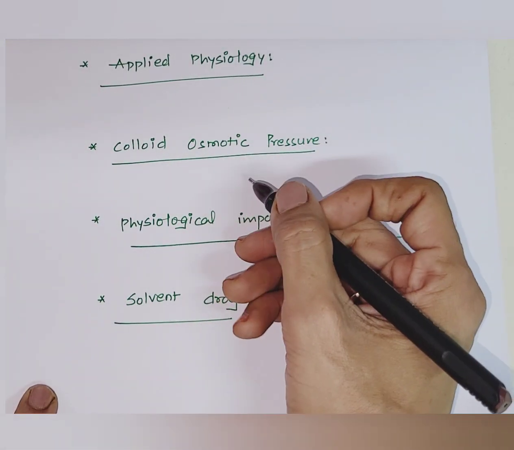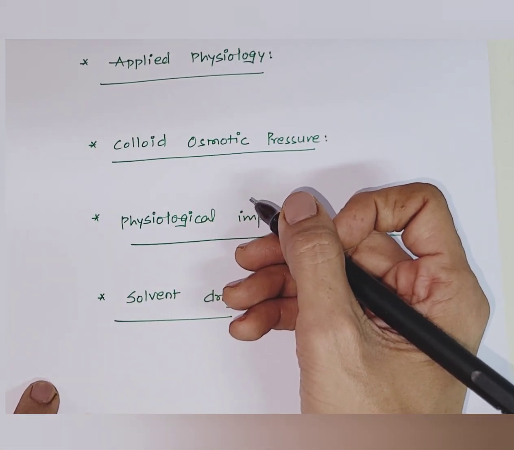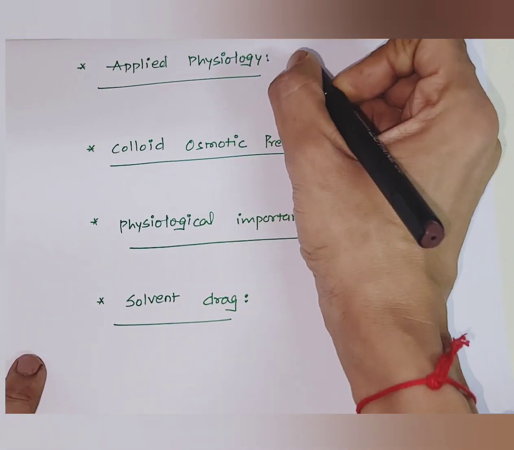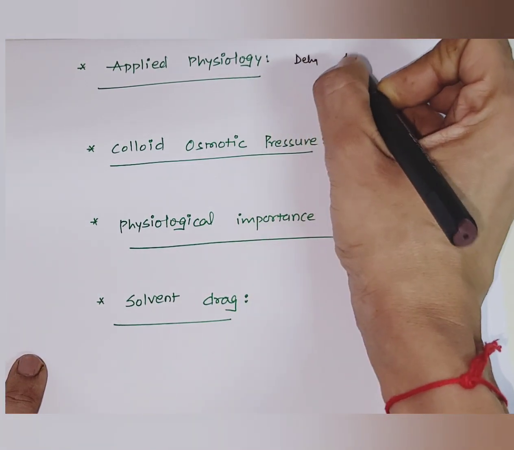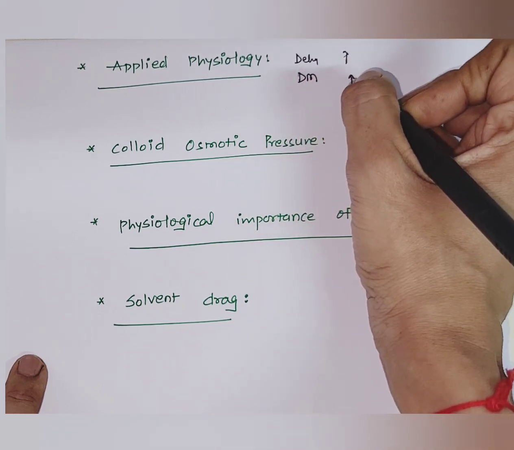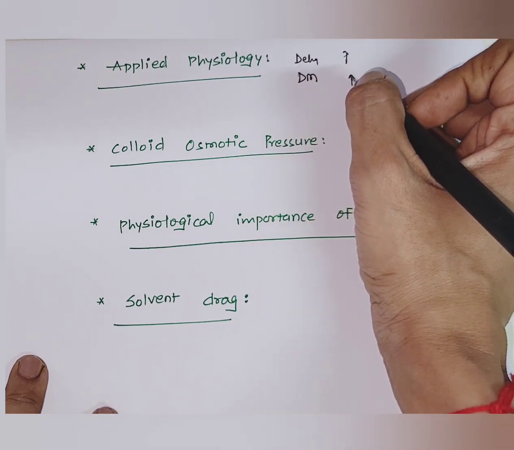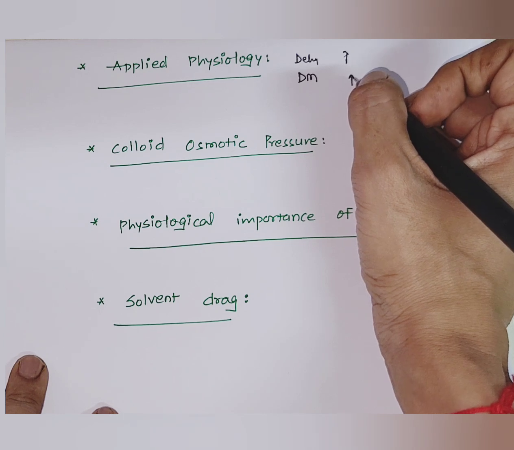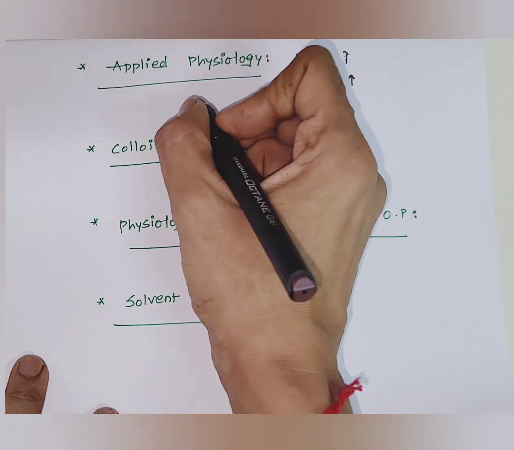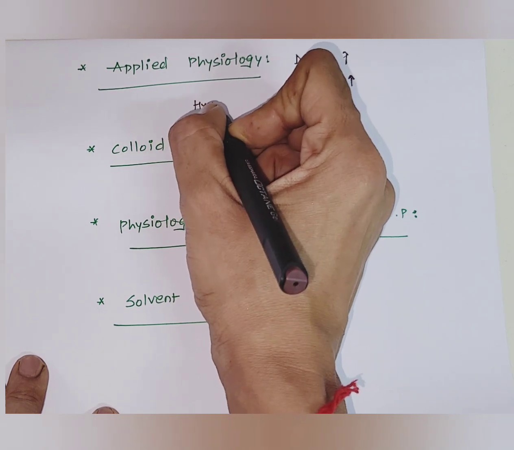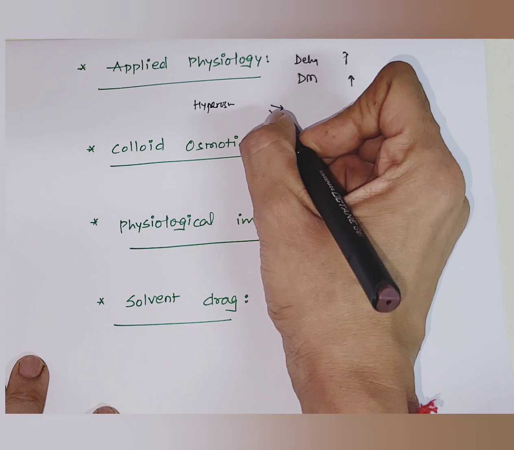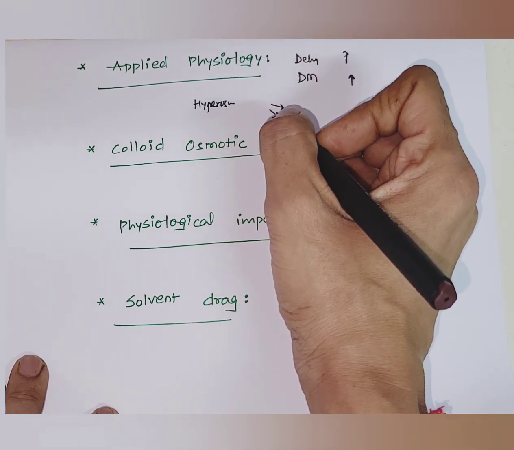Now one applied aspect here is if somebody has got severe dehydration, what happens? Water is lost, so osmolarity increases. In a patient of dehydration, osmolarity increases. In a patient of diabetes mellitus also osmolarity increases. If the person is having hyperosmolar coma, it means osmolarity is increased. When osmolarity is increased, what happens? Hyperosmolar means osmolarity increases, so from brain cells fluid comes out and the patient will be in coma.